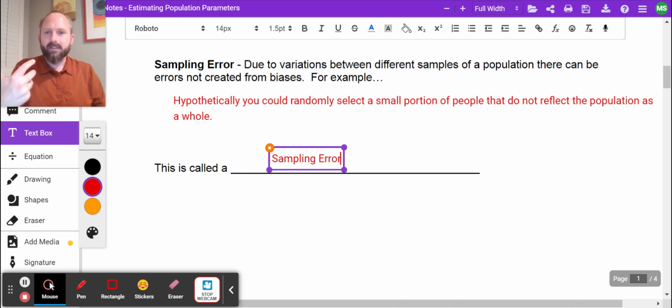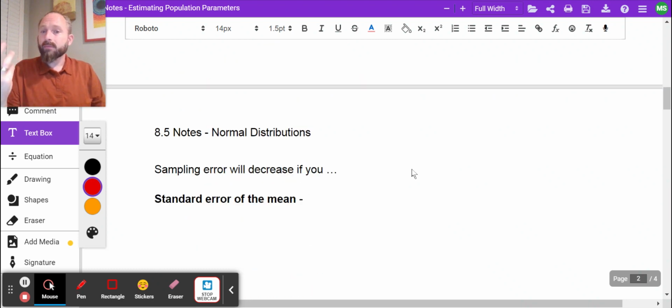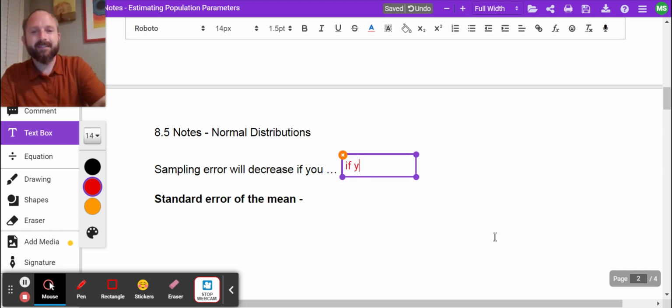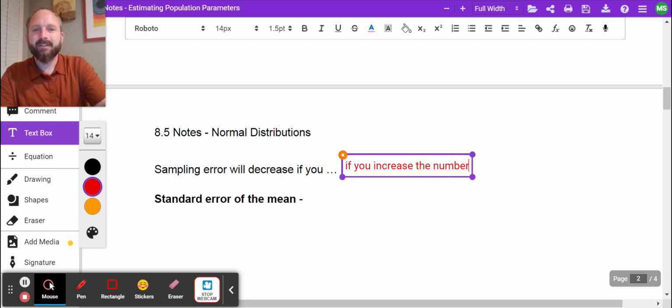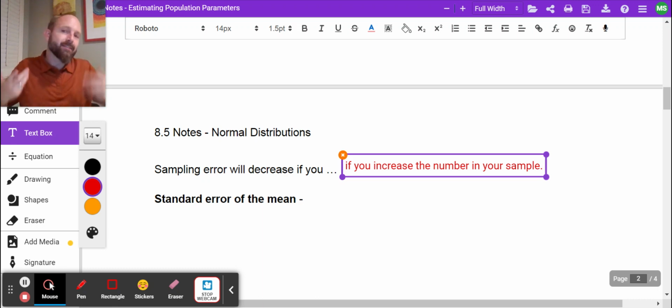So how can we fix this? Well, sampling errors will decrease if you increase the number in your sample. So let's say you asked 50 people, every 10th person coming into the campus. If we increase that number to 100 people, every 10th person coming in, and there are 100 people in your sample size, that's going to decrease the sampling errors you may get.